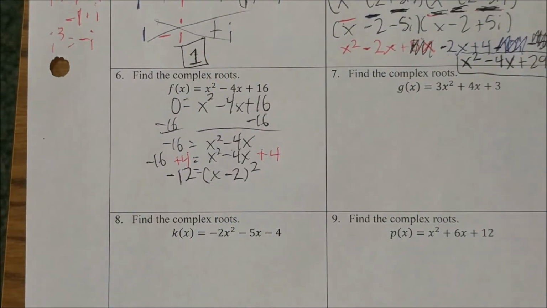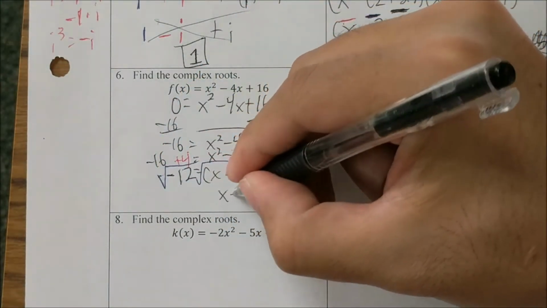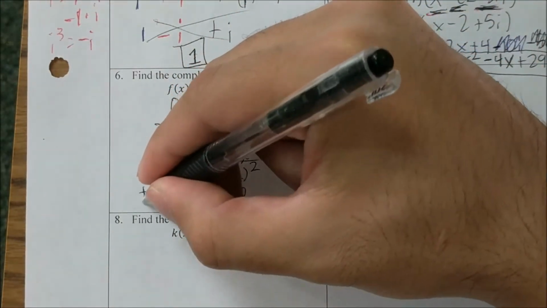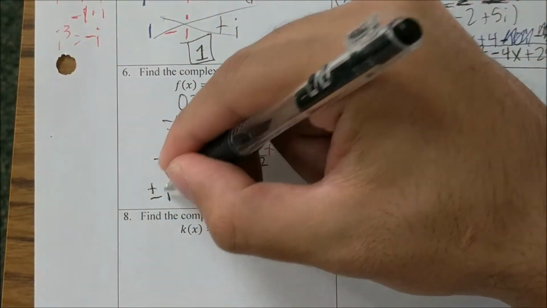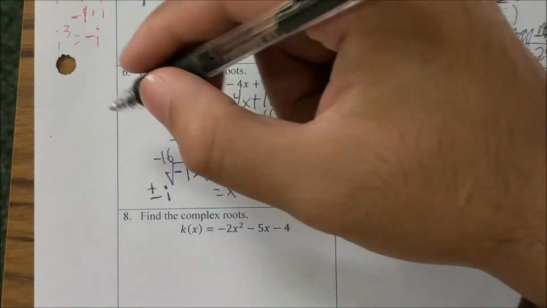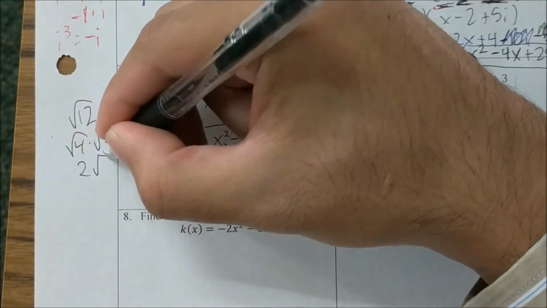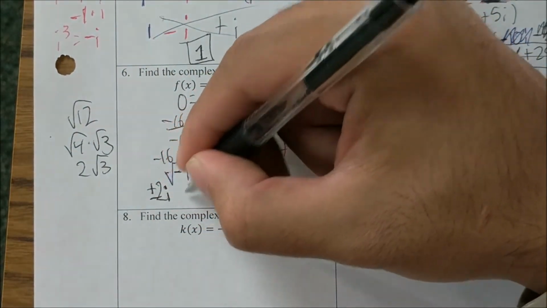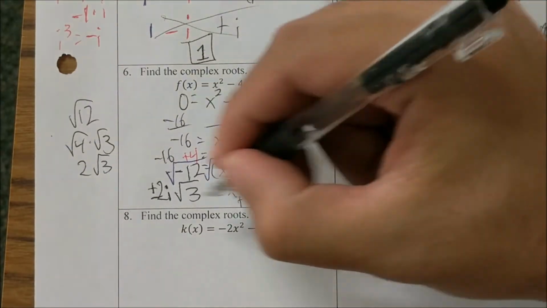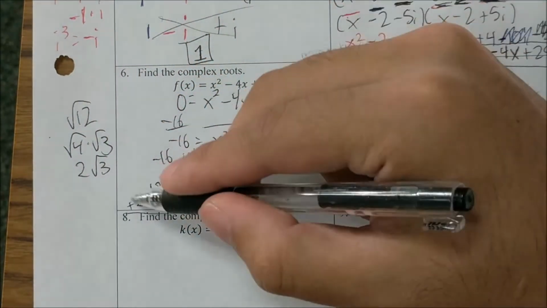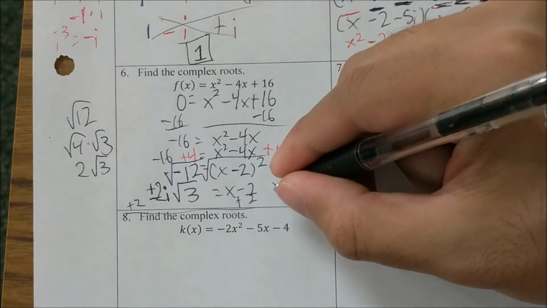Now I can square root both sides. So remember, when I square root, I create plus and minus. So negative 12, I can take the i to get rid of the negative. And then radical 12 is radical 4 times radical 3, which is 2 radical 3. And then lastly, add 2 to both sides. So 2 plus or minus 2i radical 3.